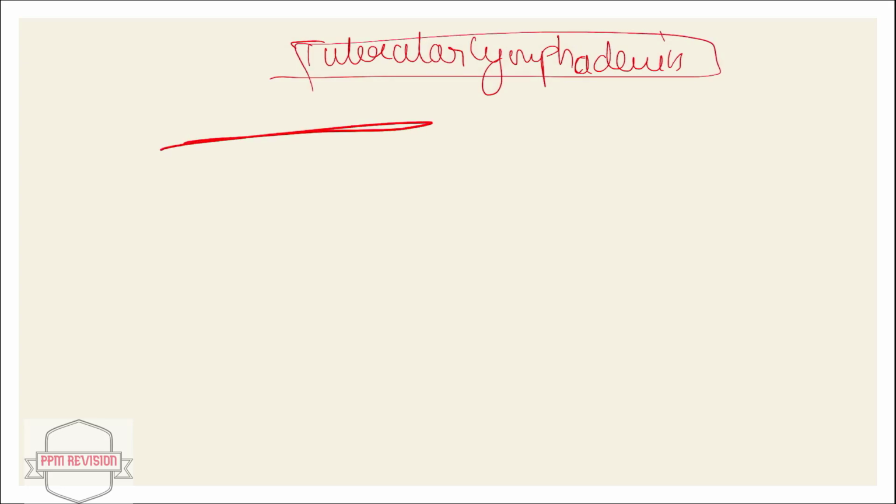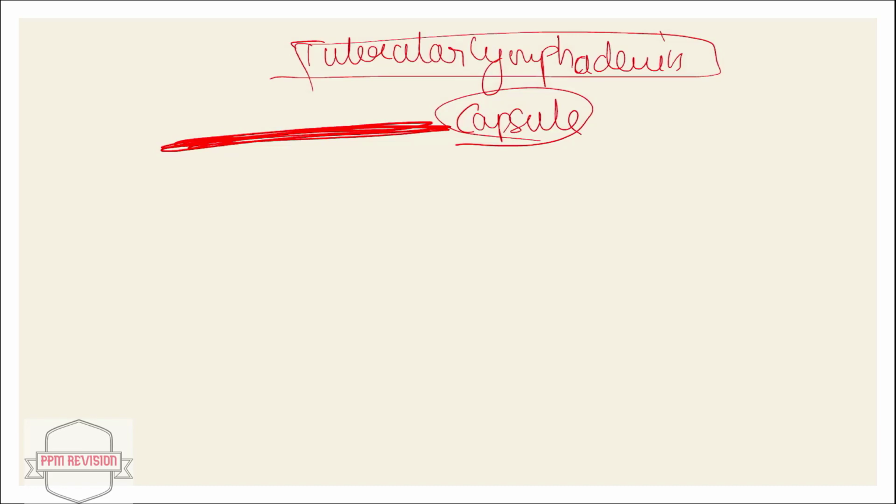Okay, so what is this tubercular lymphadenitis? In case of tubercular lymphadenitis, there's presence of a capsule. Yes, there is a capsule in case of tubercular lymphadenitis. There can be a question asked about which of these do not have a capsule, and which of these have a capsule. So you need to know all these.